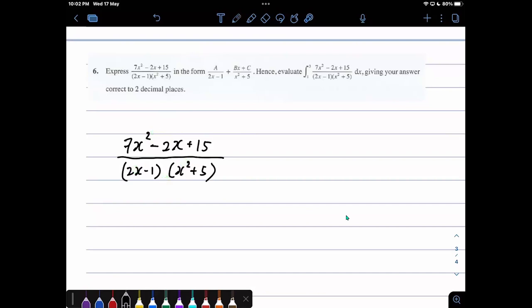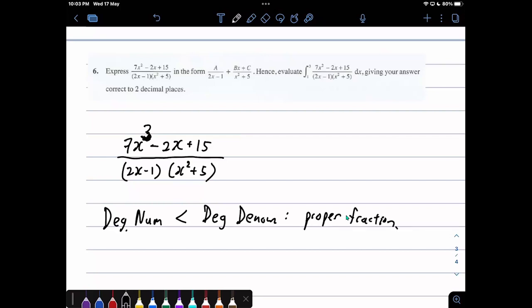What if it's equal power? Let's say I change this to power 3. Is it proper or improper? Improper. So the condition you must remember is degree of the numerator strictly less than degree of denominator. That is the definition of a proper fraction. Degree, DEG is my short form, means highest power of x in a polynomial.